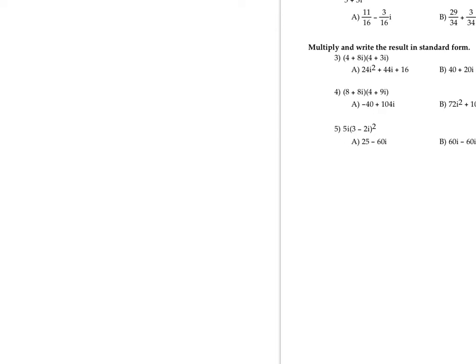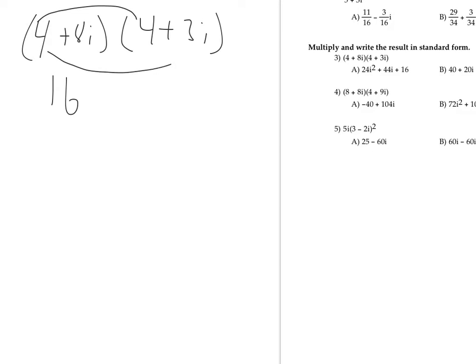Okay, so to multiply complex numbers, what we have is just like foiling a polynomial, or a binomial. So for this first one, I'll just get that copied down over here. Okay, so we're going to multiply the first, so that's 16. We'll do the outside, which is 12i. We'll do the inside, which is 32i. And the last, which is 24i squared.